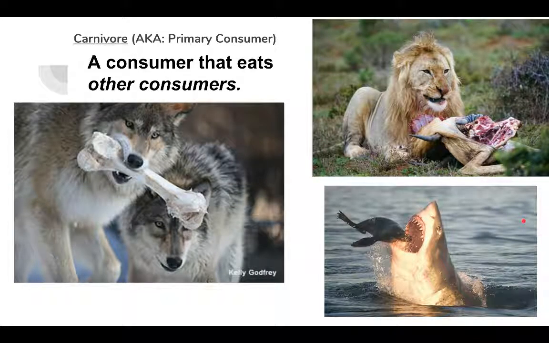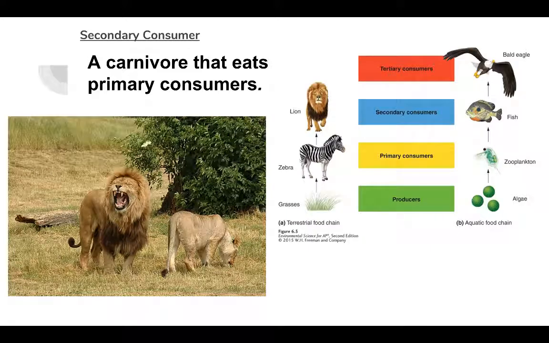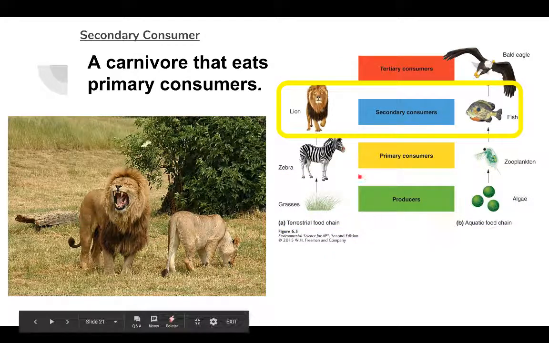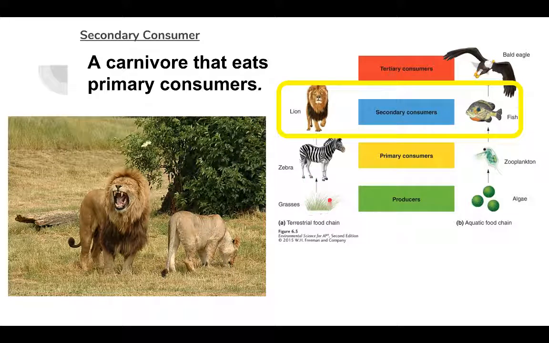If we have a consumer that needs to eat another consumer, we call these carnivores, or these meat eaters. And again, we have our aquatic and our terrestrial consumers. And there can be different types of consumers. A secondary consumer, if we look here, this is the case of the lion and the fish. It's a carnivore that eats a primary consumer. So this lion may eventually eat a zebra. The zebra is considered a primary consumer because it is one step away from that producer, in this case, grass.